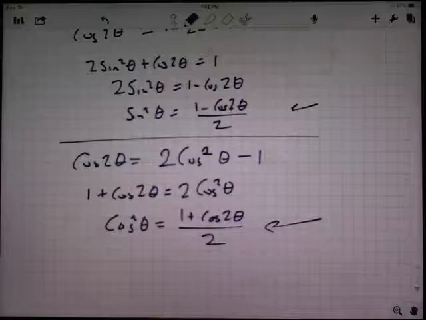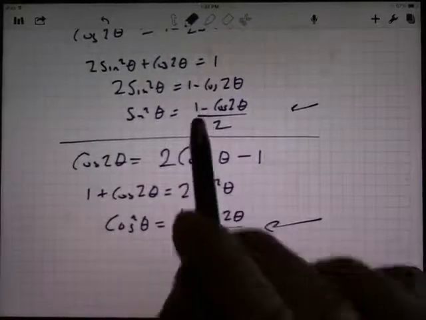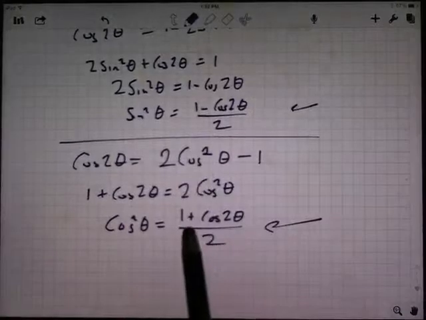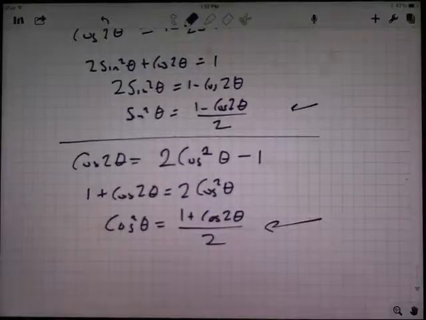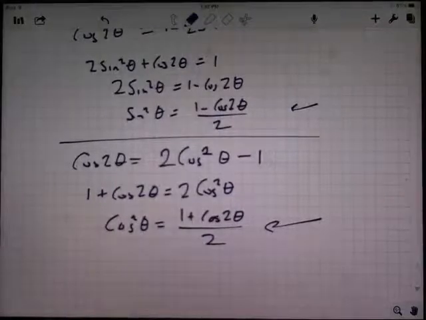Okay. Notice these are very closely related. The only difference is there's a minus sign here and a plus sign there. Well, they should be closely related. They came from the same place. They came from the double angle formula for cosine. Strawberry flavor, chocolate flavor. Okay.